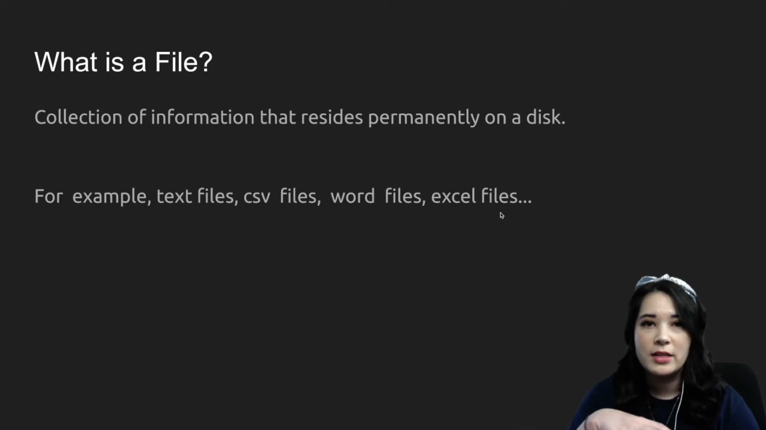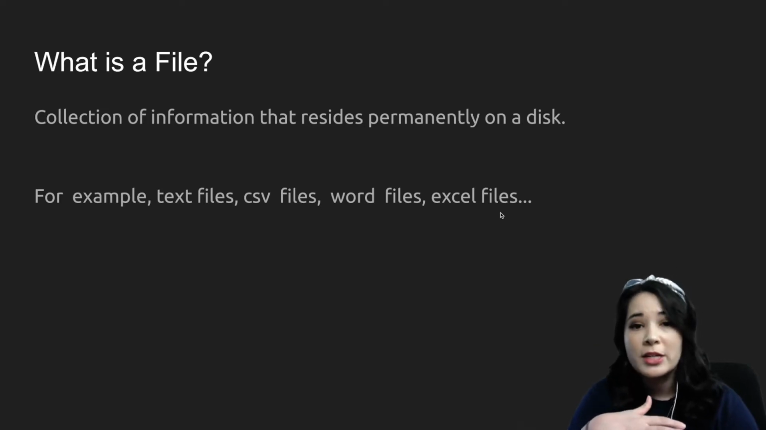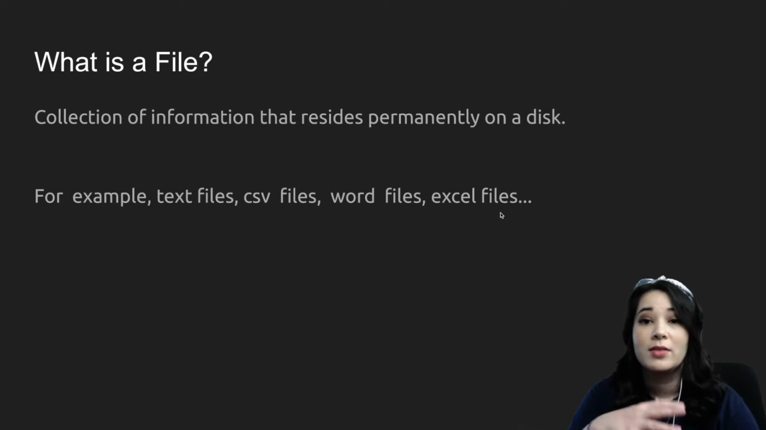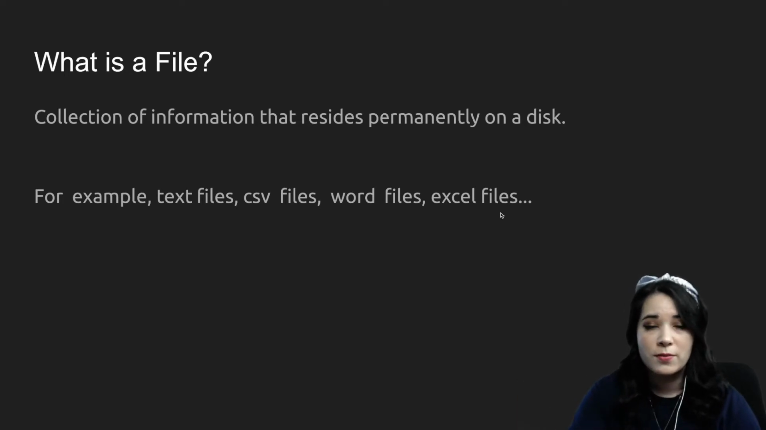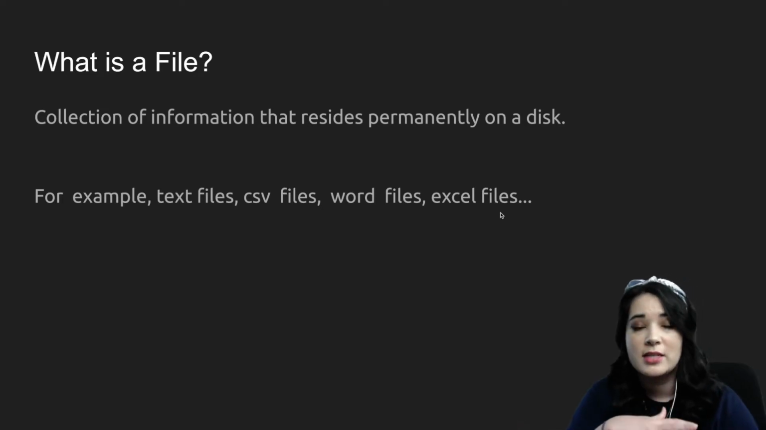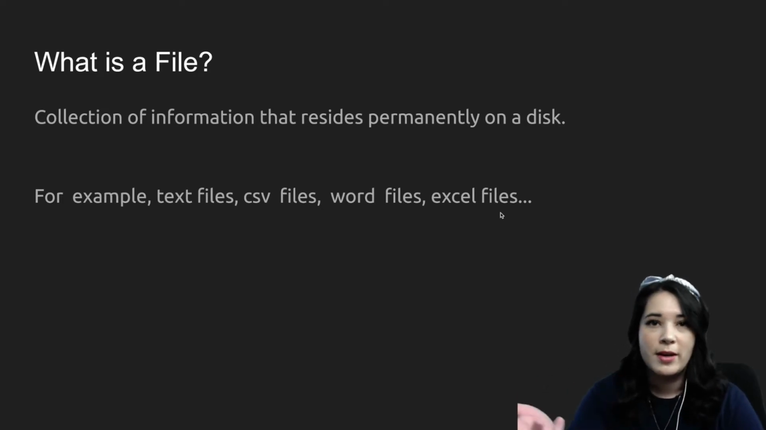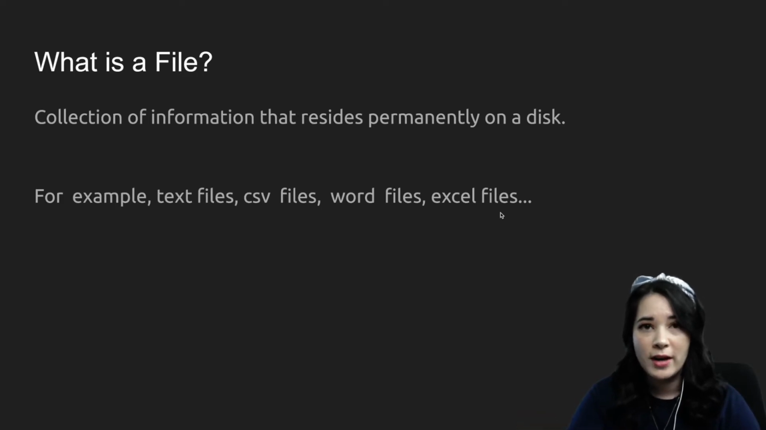Technically, a file is a group of information that permanently resides on the disk on your computer. There's all sorts of file types that you're probably familiar with. We'll mostly be working with text files and CSV files, but things like Microsoft Word documents and Excel files are all different types of files as well.